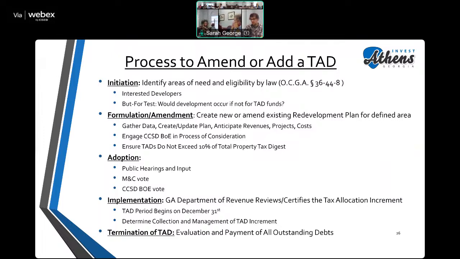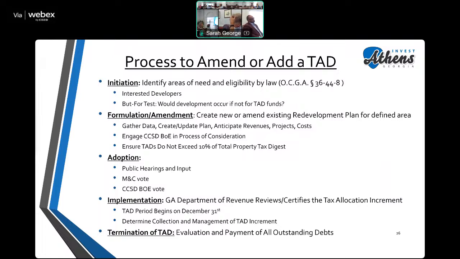engaging the Board of Education in the process of consideration in case they want to jump into one of the existing TADs that they're not currently participating in, or if they want to participate in a new TAD that's being considered. Make sure the TADs don't exceed that 10% that we just talked about. The adoption process, there's public hearings, public input. The mayor and commission, you're actually voting upon the redevelopment plan. And then the Board of Education would also vote.